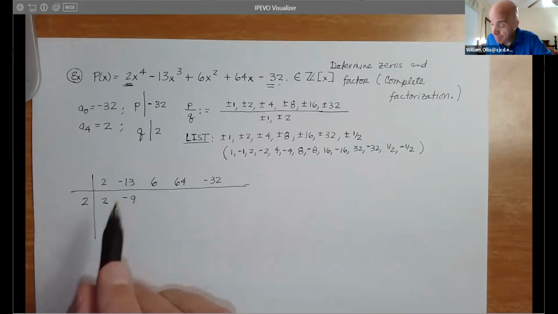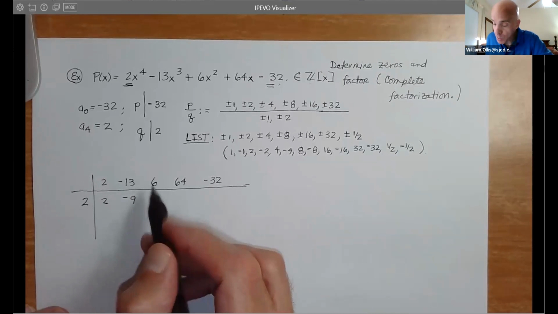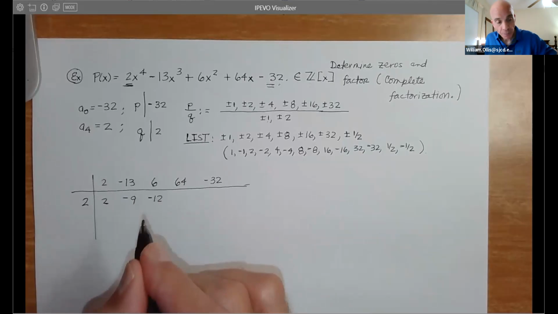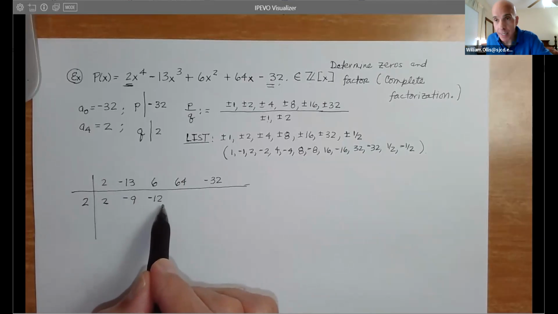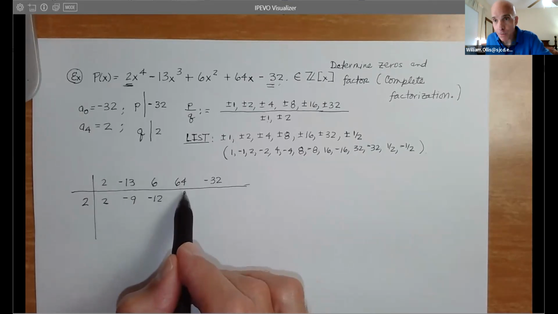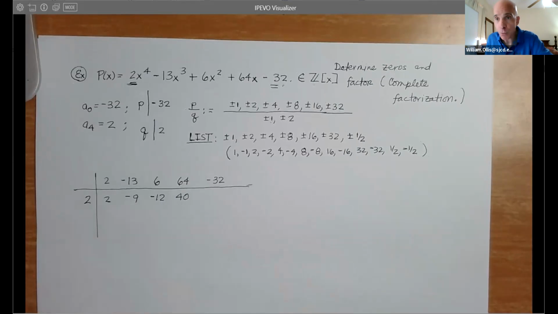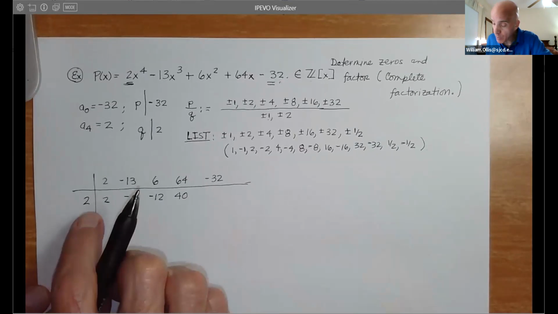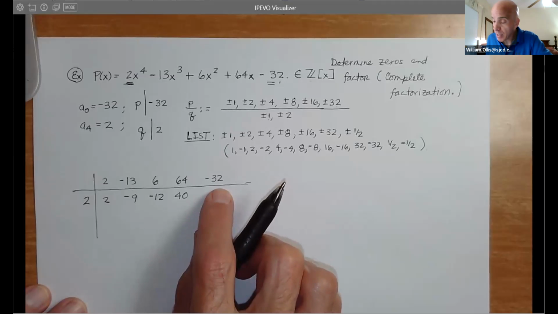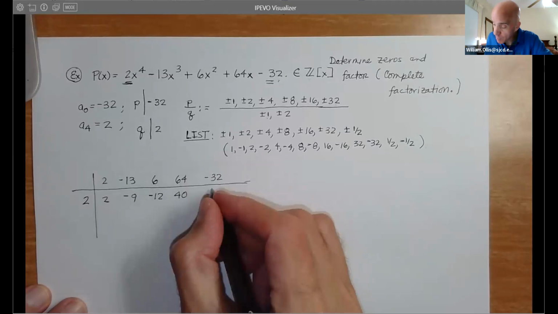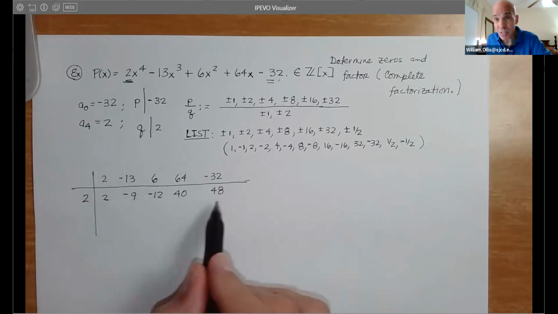And that's the process. Then we have 2 times negative 9 is negative 18. So a negative 18 plus a 6 gives us a negative 12. Now we continue the process again. 2 times the negative 12 is a negative 24, and we add that to the 64, and that gives us a 40. These computations are relatively straightforward. Then we have 2 times 40, which is 80. And then, of course, we subtract 30 and get 50, and then another 2 gives us a 48. So what we can see, at least from doing this, is that 2 is not a 0.